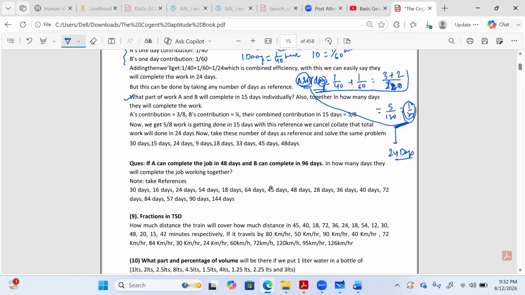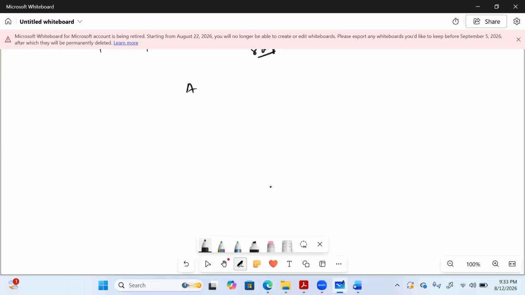So the idea was to let them work for 15 days. There were two persons, A and B. A was completing the job in 40 days, B was completing the job in 60 days. Now, if I let them work for 15 days, the amount of work which A will do, कितना करेगा बताओ? How much part of the work will A do in 15 days?